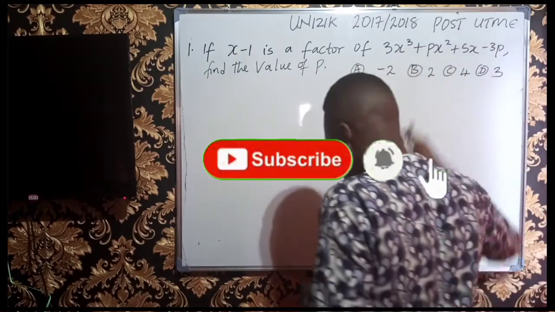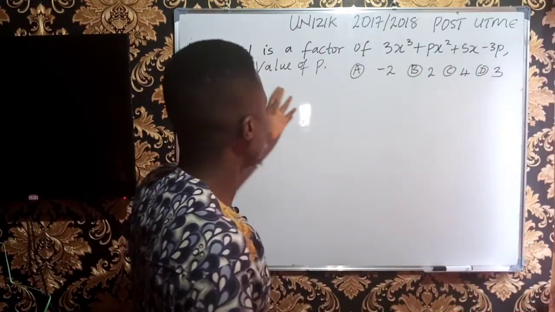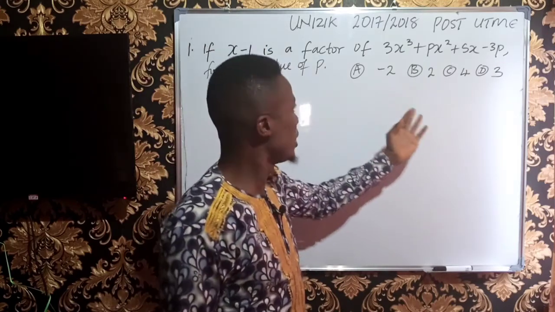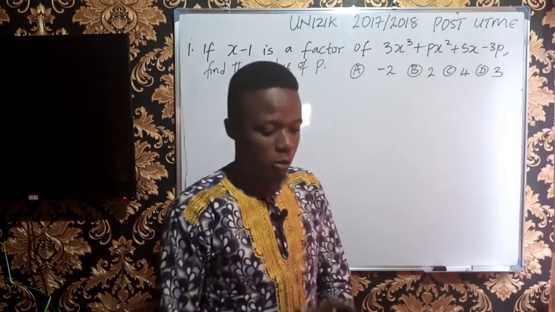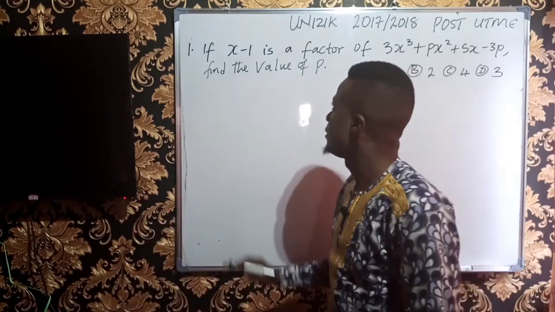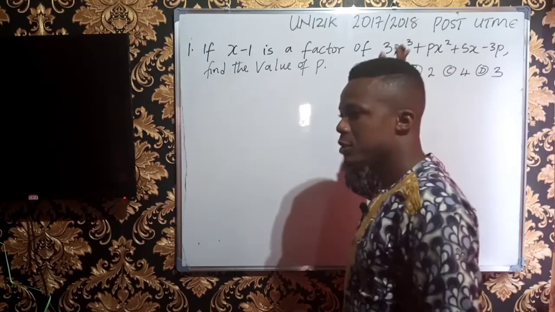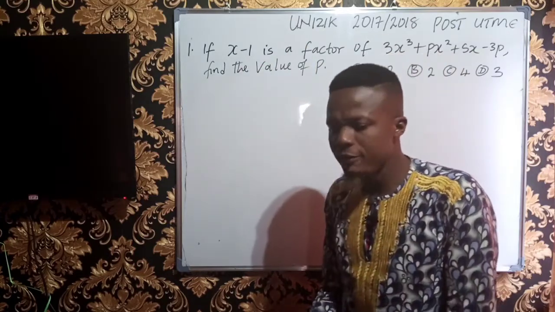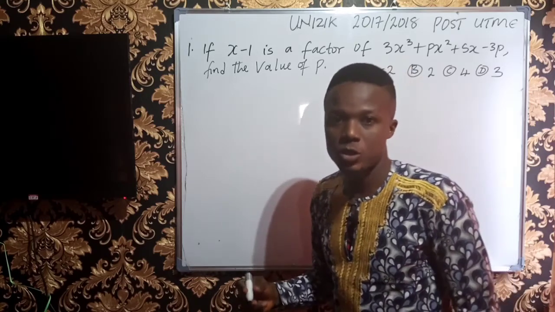Alright, so the first question in mathematics says, if x minus 1 is a factor of 3x cubed plus px squared plus 5x minus 3p, we should find the value of p. You can see option A is minus 2, then 2, 4, and 3. So the question here is for us to find the value of p if x minus 1 is a factor of this particular polynomial. If you are conversant with polynomials, you will know what we call the factor theorem.